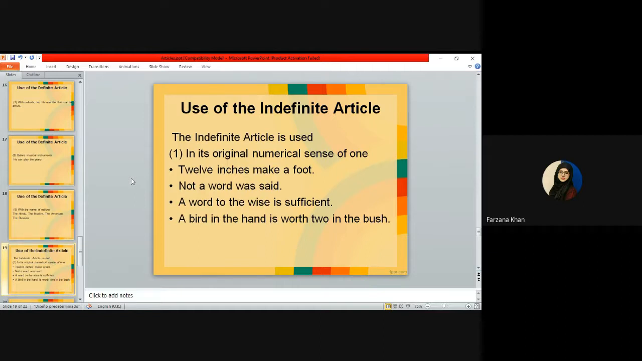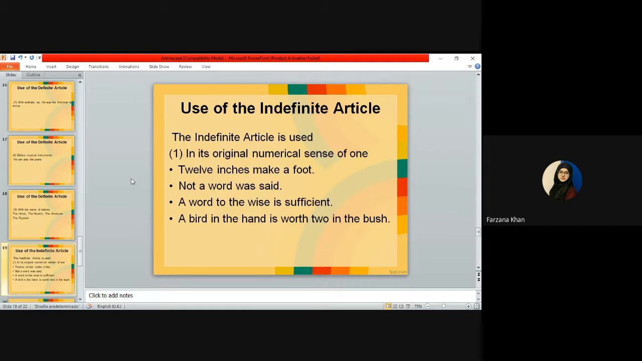Now here is the indefinite article. So where do you need to use the indefinite article? The indefinite article is used in its original numerical sense of one. When you say a boy, it means one boy. When you say a girl, it means one girl. When you say a book, basically you are talking about one book. So it's simply used while telling the number, in the numerical sense.